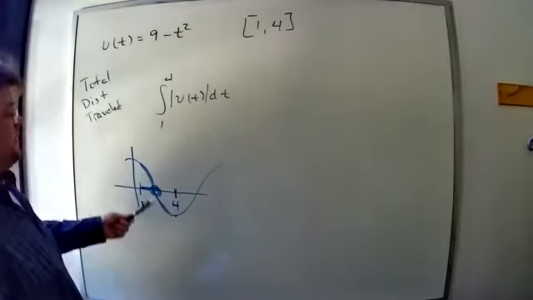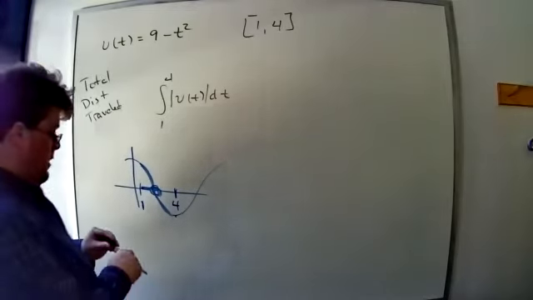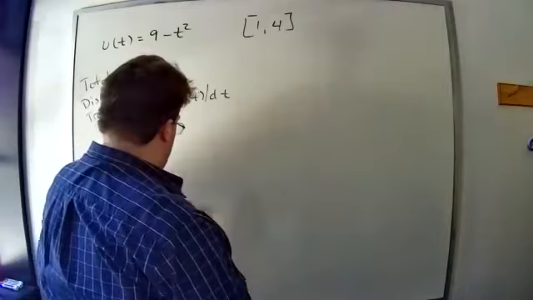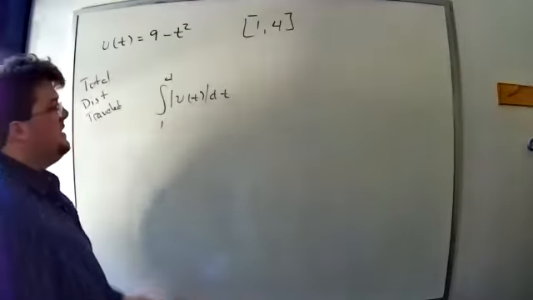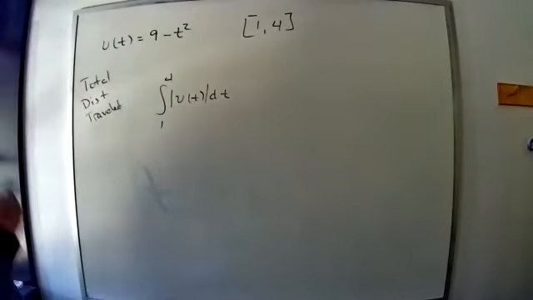So first, we need to find where the velocity is 0. And where should I put that on this board?